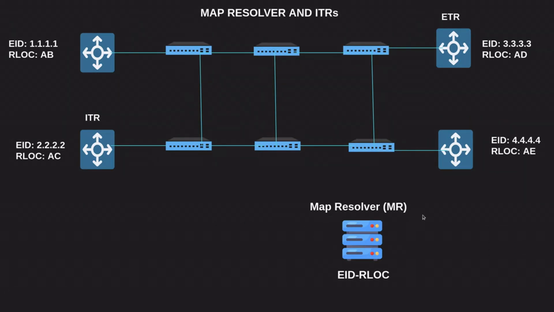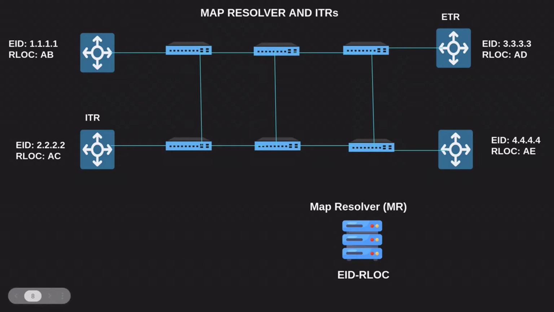Down here we have the map resolver, or the MR, which has EID to RLOC location information. And a lot of times this map resolver is also the MS, which we talked about previously. The MS is basically the one that gets all the information from the ETRs, right? And the ITR is also usually an ETR. So a lot of times the ITR is also the ETR, and the map resolver is also the map server.